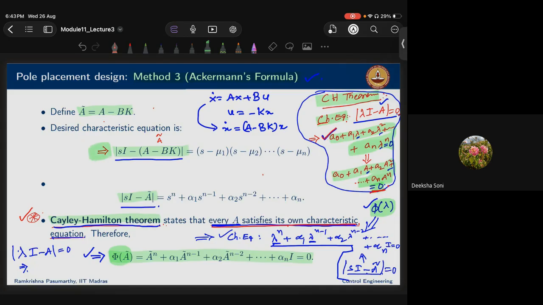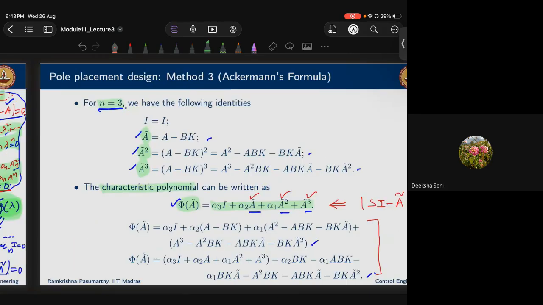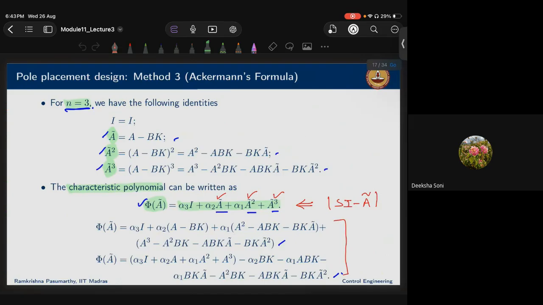So in method 3, basically what we are looking at is the same equation: si minus a minus bk on one side. We are interested in finding what this k is, and the desired poles polynomial is on the other side. We keep the desired poles polynomial as it is, and on the left side we will modify this with the polynomial pi of lambda. That's what all this derivation says.